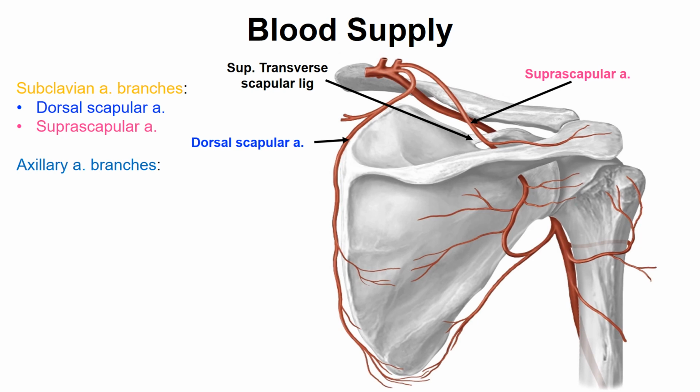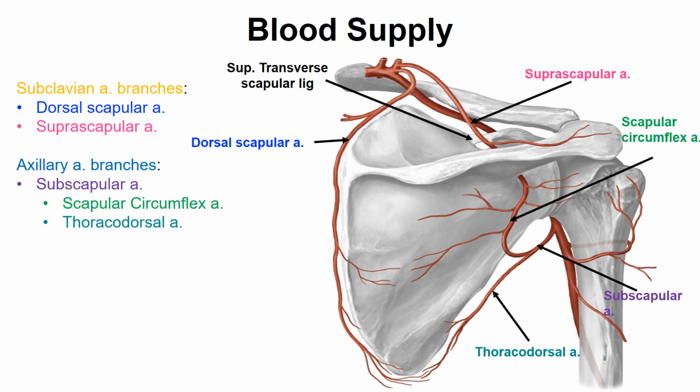The suprascapular artery, I'll go ahead and make this point here and it'll come up a little bit later, will go superior, or on top of, something called the superior transverse scapular ligament. And again, we'll talk about that a little bit more later.